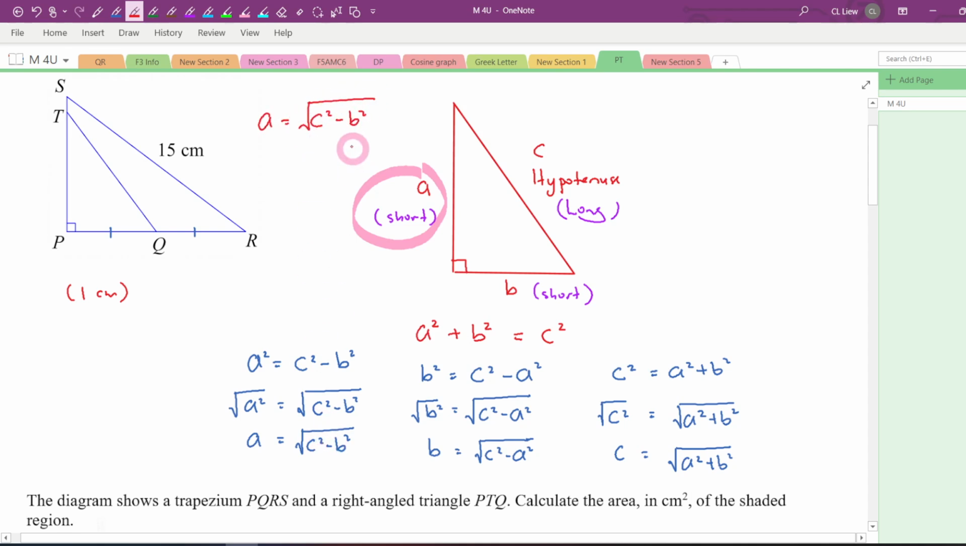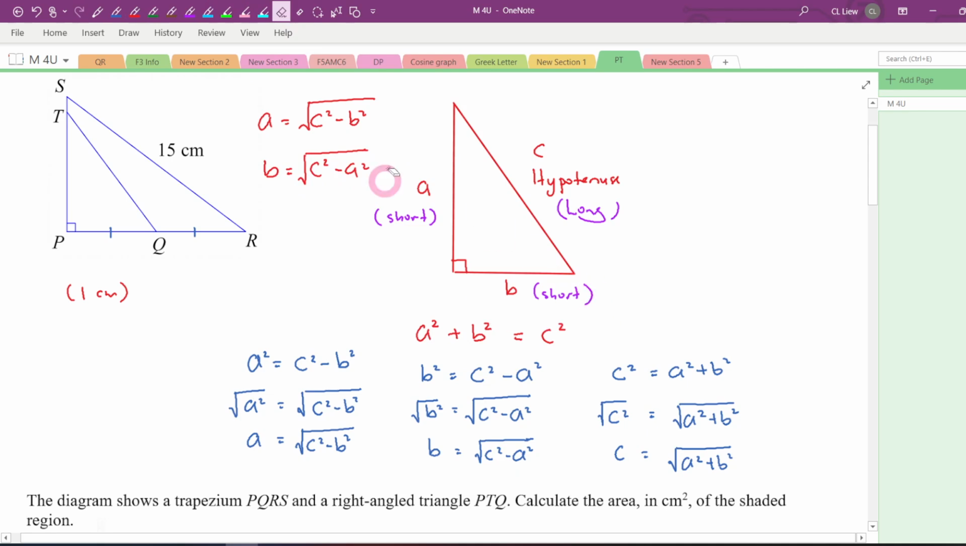Is it correct? Yes, correct. Okay, how about if you want to find the length for this side, B? So ask yourself, this is short or long? Short, minus. C squared minus A squared, square root the whole thing. Okay, is this correct? Yes, correct.